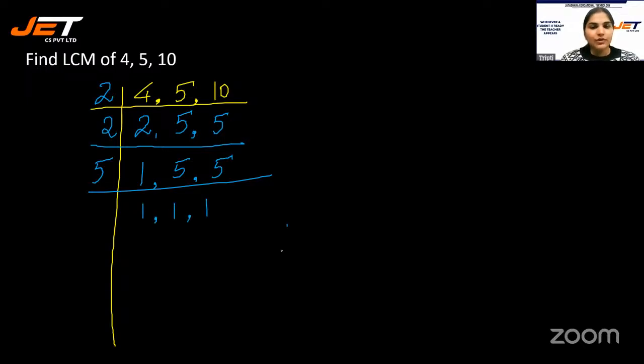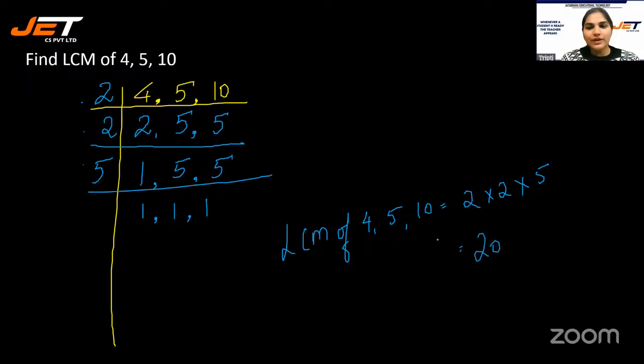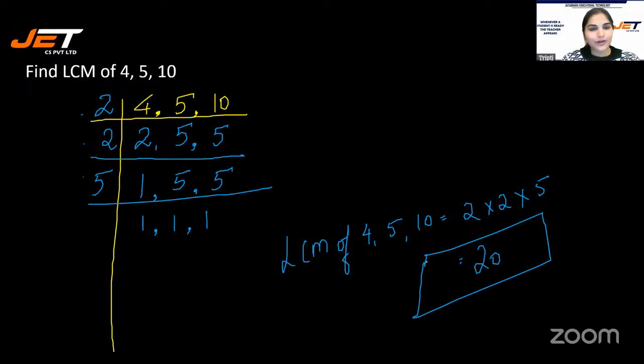So here I can say that the LCM of 4, 5, and 10 is equal to 2 times 2 times 5. 2 times 2 is 4. 4 times 5 is 20. 20 is the answer. And yes, your answer is correct. Bindu, your answer is correct.